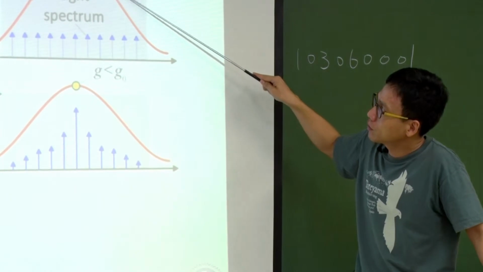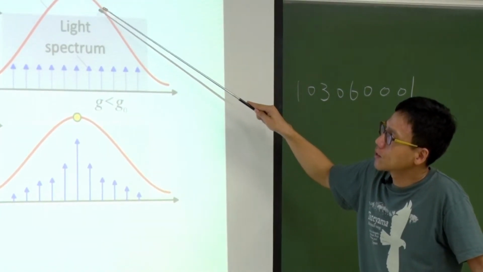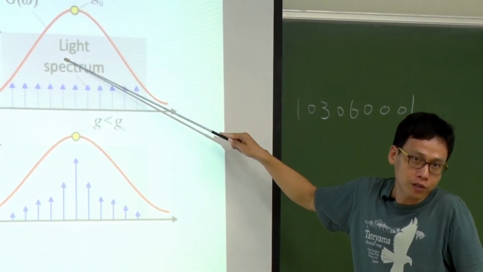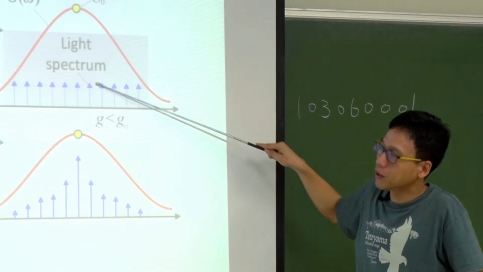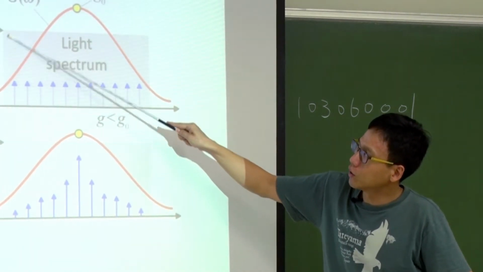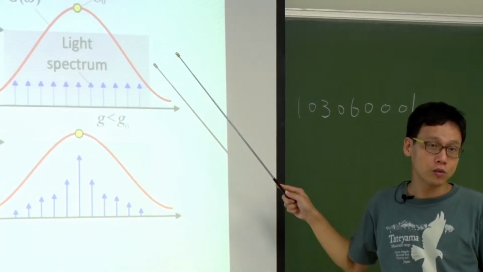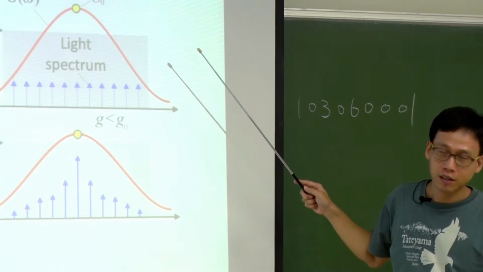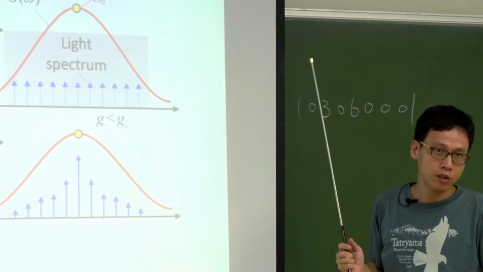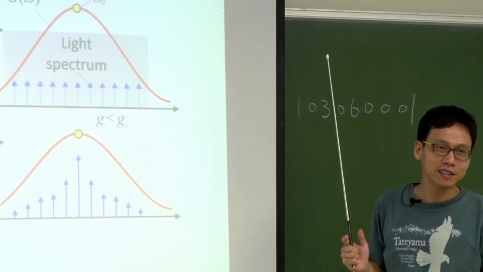Within this window, these frequency components see larger gain than the loss. So after one round trip, they will be amplified, right? But outside this window, say here and here, things are reversed. Loss is larger than the gain. So these spectral wing components will be attenuated instead of amplified.